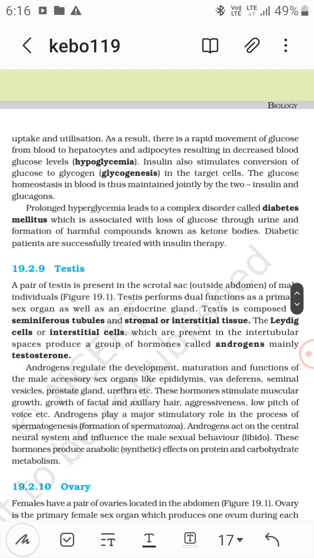Prolonged hyperglycemia leads to a complex disorder called diabetes mellitus, which is associated with loss of glucose through the urine and formation of harmful compounds known as ketone bodies.